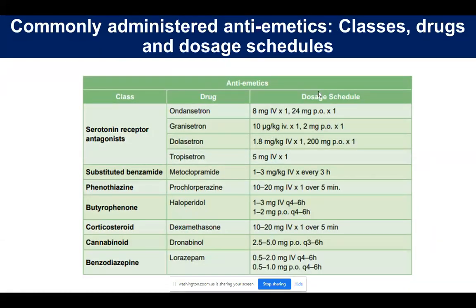Commonly administered antiemetics, the class and the drugs and the dosage schedules are given in this table. The use of newer antiemetic agents has decreased the incidence and severity of nausea and vomiting induced by chemotherapy. So the doses are all mentioned in this slide.